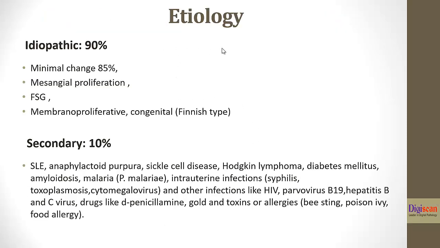Now, the etiology of nephrotic syndrome. It is idiopathic in 90% of the cases with minimal change disease present in 85% of the cases, mesangial proliferation, focal segmental glomerulosclerosis, membranoproliferative congenital phenotype seen in the rest of the cases. The secondary causes account for 10% of the cases of nephrotic syndrome and there are various diverse causes for it.